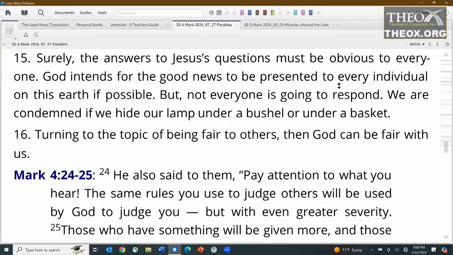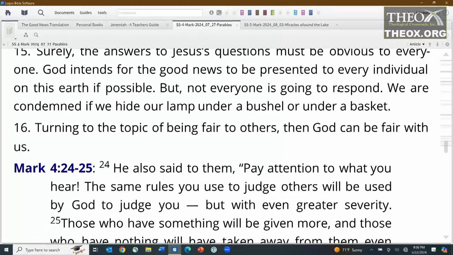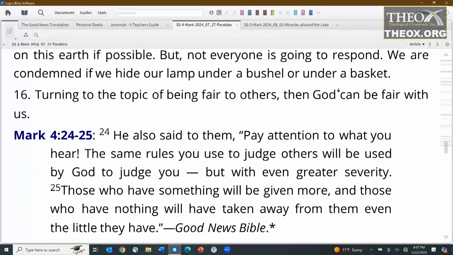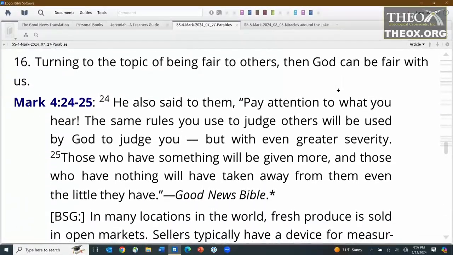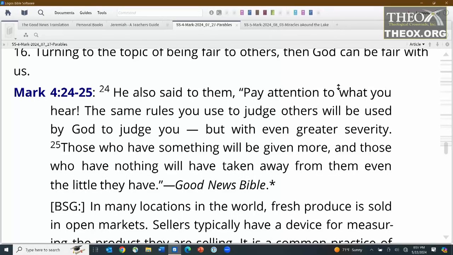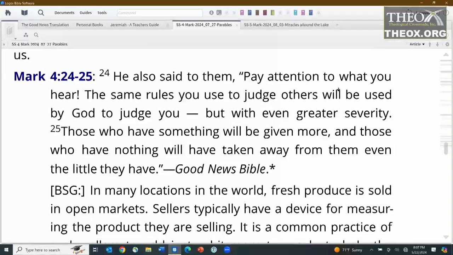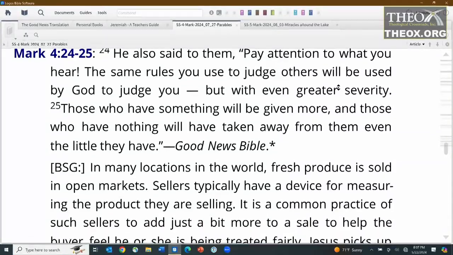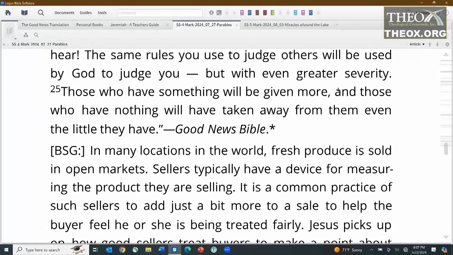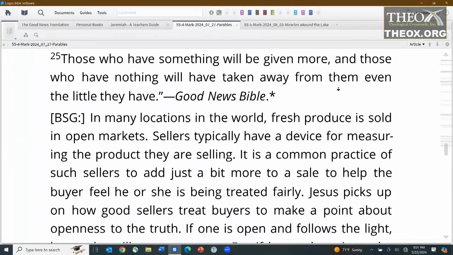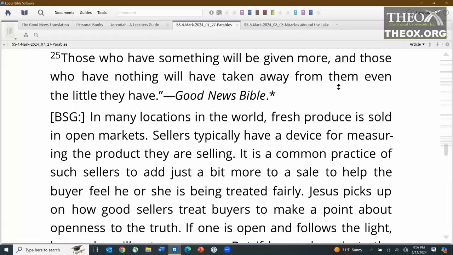Okay, turning to the topic of being fair to others, then God can be fair with us. Mark 4:24-25: He also said to them, "Pay attention to what you hear. The same rules you use to judge others will be used by God to judge you, but with even greater severity. Those who have something will be given more, and those who have nothing will have taken away from them even the little they have."